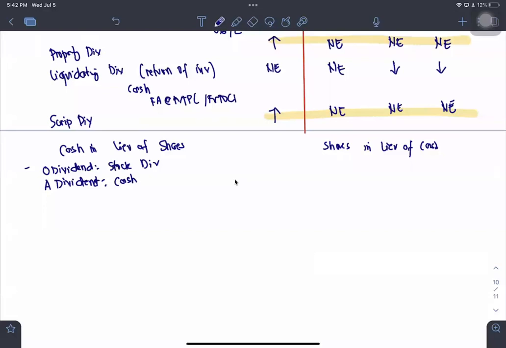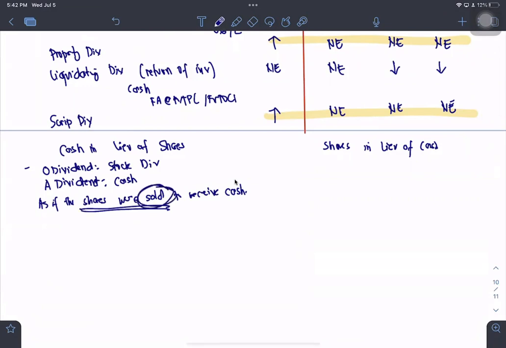Your treatment is as if the shares were sold to receive cash. And since we're talking about a sale, what do we need to compute when there is a sale?